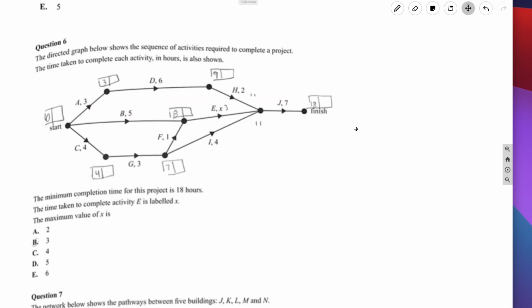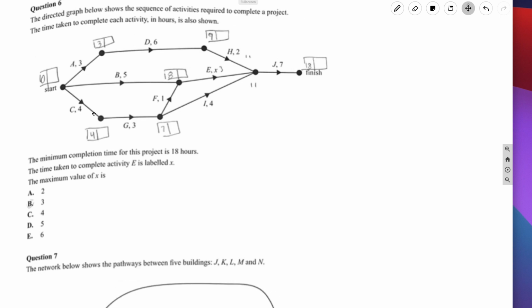Then we have the directed graph below shows the sequence of activities required to complete a project. The time taken to complete each activity, in hours, is also shown. The minimum completion time for this project is 18 hours. The time taken to complete activity E is X. Where is E? There it is. Okay. The maximum value of X is.